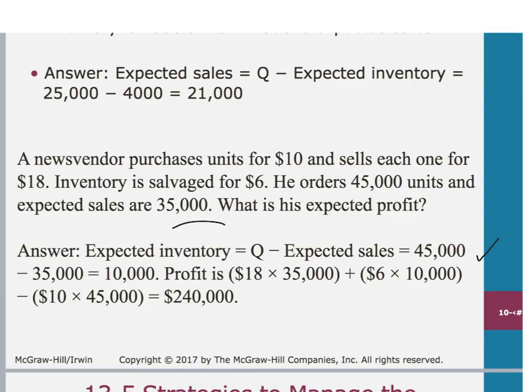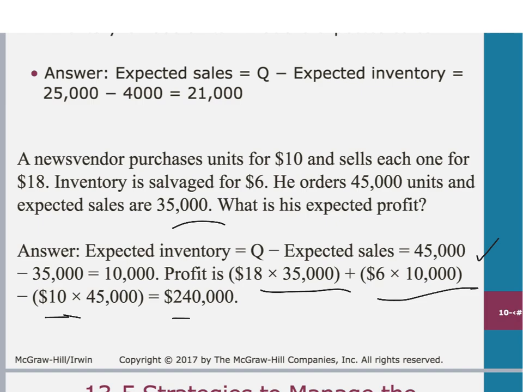He calculates the profit, right? He sells it at 18 times the 35, which is the expected sales, plus the salvage value times the leftover inventory, minus the $10 times the 45,000, which is the total amount that was purchased, to calculate the expected profit.